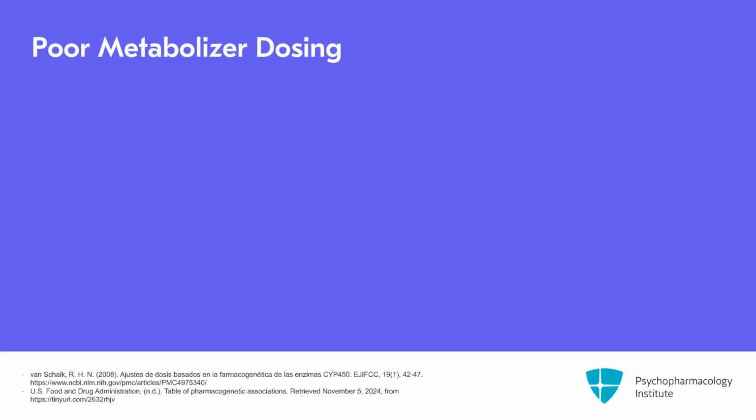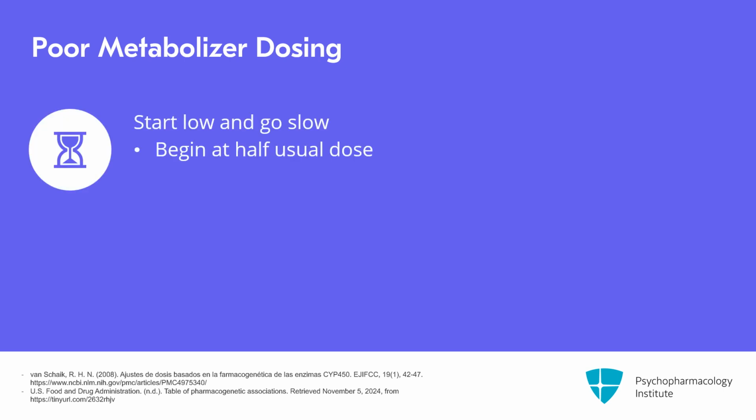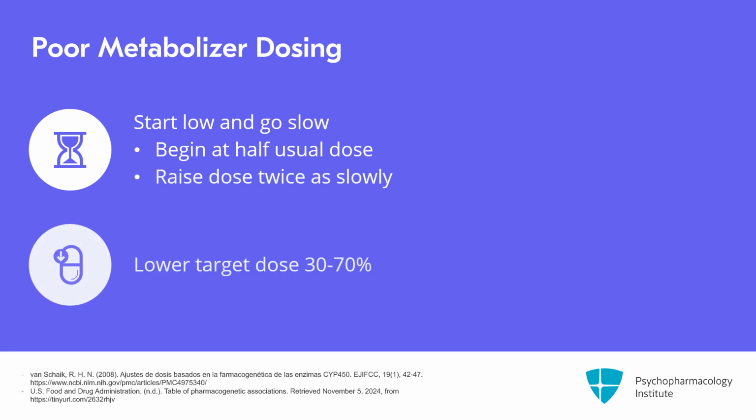Here's how to adjust the dose based on the gene. For poor metabolizers, here we're going to worry about side effects as the dose goes too high, so start low and go slow. Start at half the usual dose and raise it twice as slowly as you normally would. Lower the target dose by about 30 to 70%.